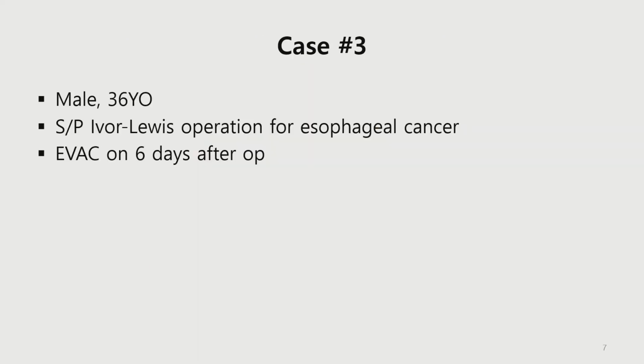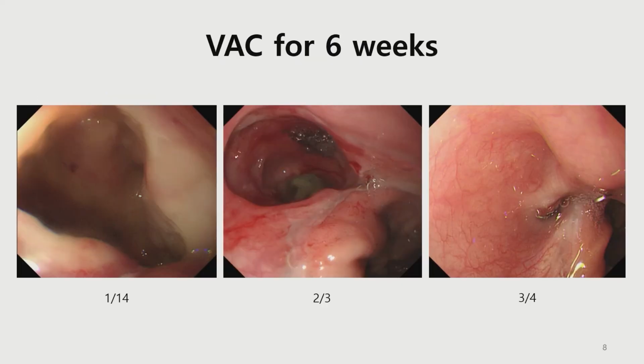Next case. 6 days after Ivor Lewis operation, endoscopic vacuum treatment was applied for anastomotic leakage. Like this case, when the size of the leak cavity is large, it takes longer to achieve complete healing. At first, the cavity size was more than 5 cm. Within the first 2 weeks, the wound cavity and patient's general condition were stabilized. 1 month later, the wound cavity was completely healed.